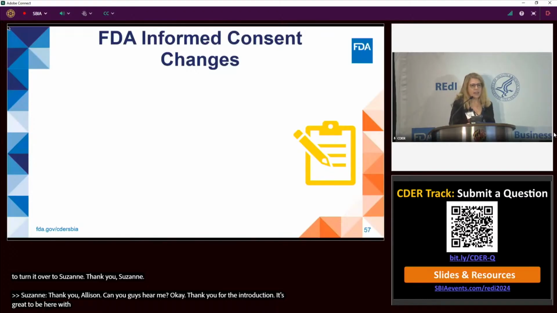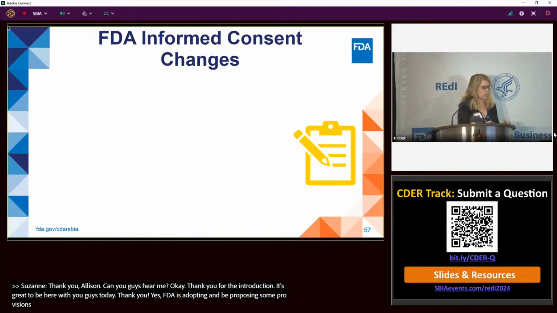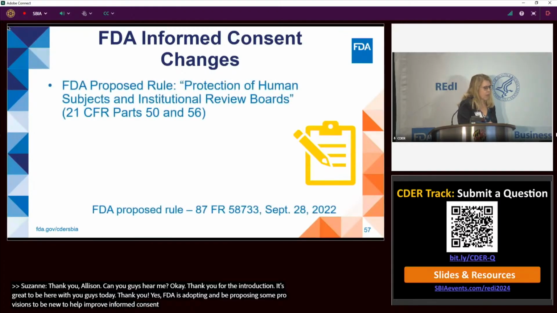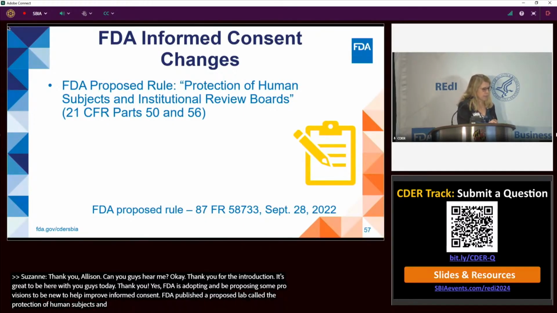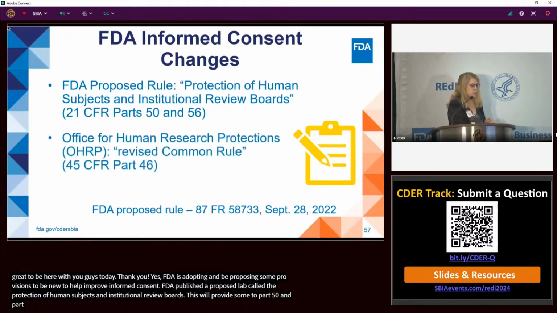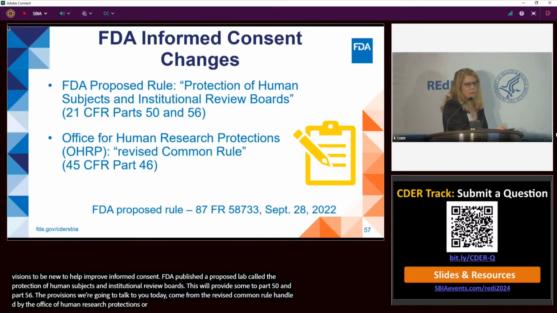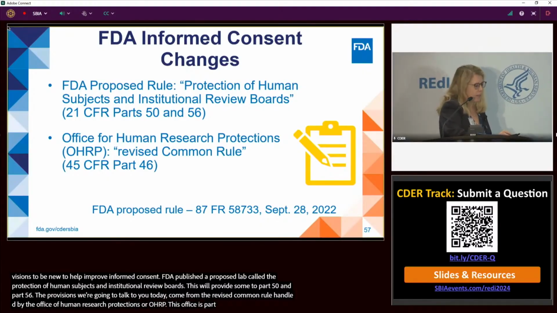Yes, FDA is adopting and proposing some provisions that will be new to help improve informed consent. FDA published a proposed rule in September of 2022 called the Protection of Human Subjects and Institutional Review Boards. This will provide some new changes to parts 50 and 56. The provisions we're going to talk to you about today come from the revised common rule, which is handled by the Office for Human Research Protections, or OHRP. This office is part of Health and Human Services as well as FDA.